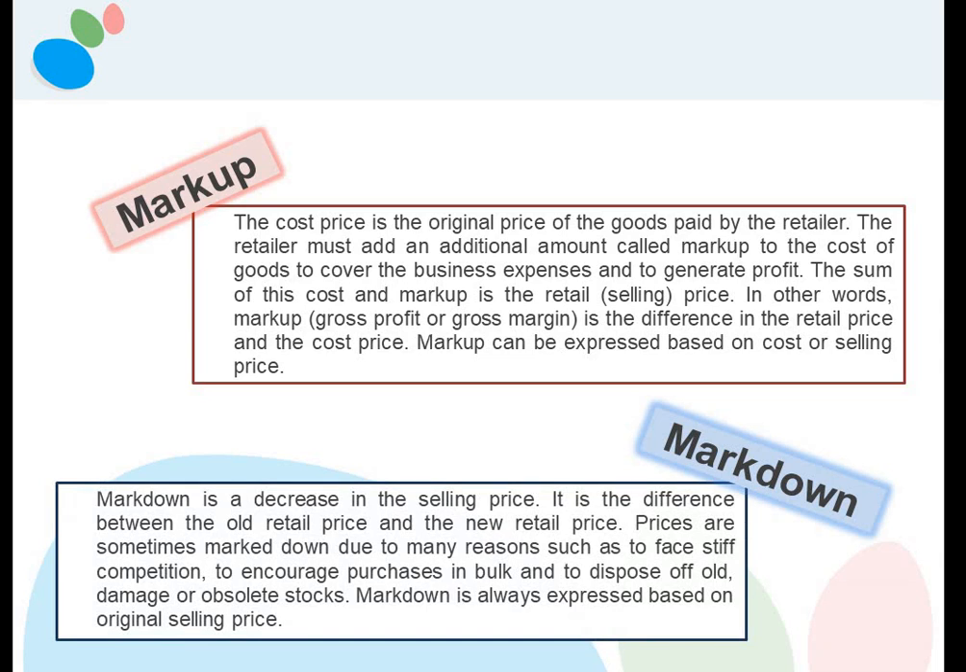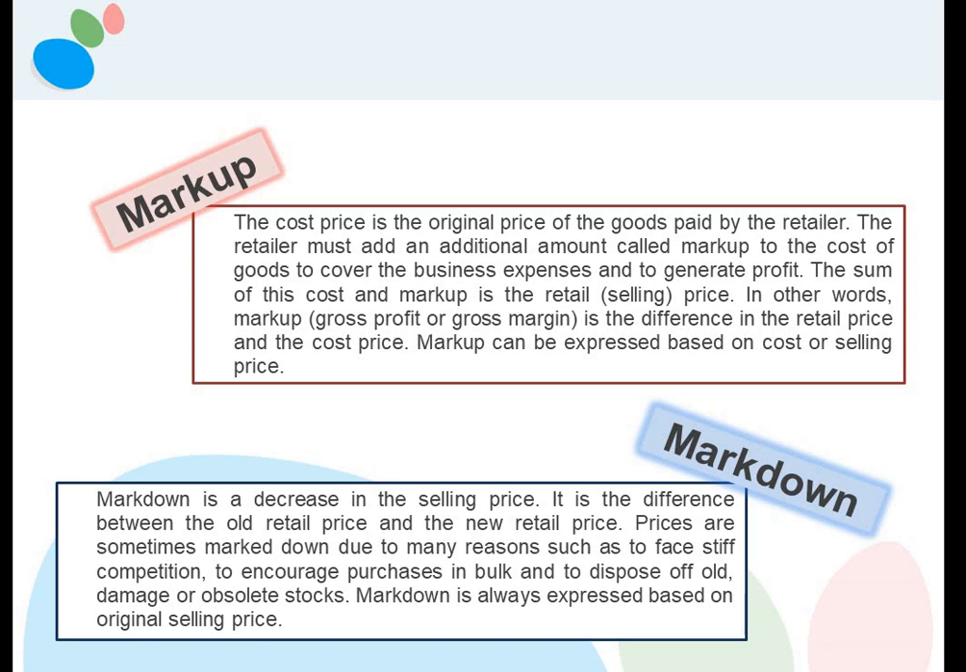Markdown is a decrease in the selling price. Okay, it is the difference between the old retail price and the new retail price. Prices are sometimes marked down due to many reasons, such as to face stiff competition, to encourage purchases in bulk, and to dispose of old, damaged, or obsolete stocks. Markdown is always expressed based on original selling price.